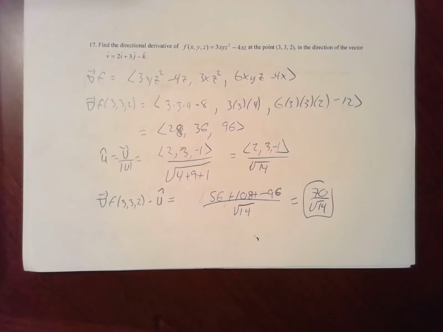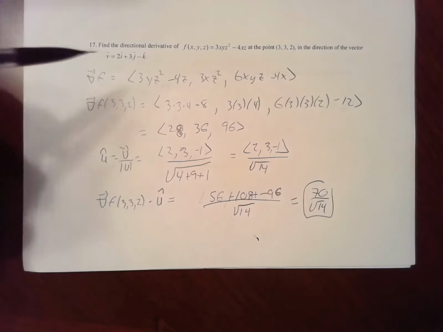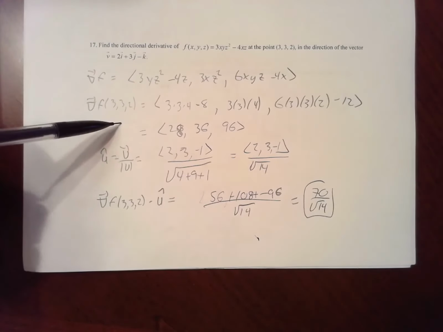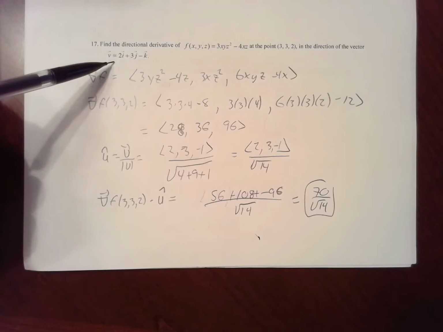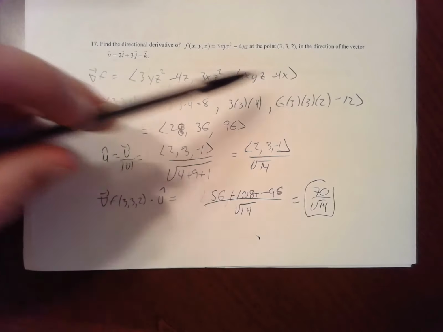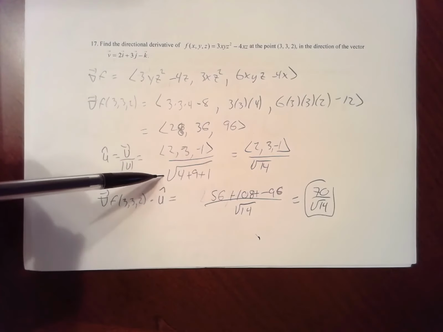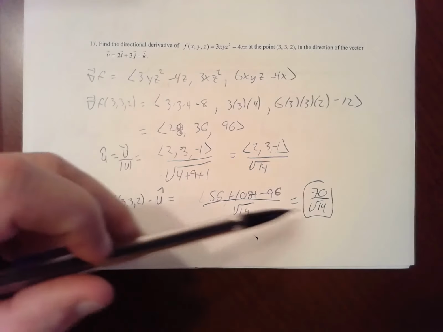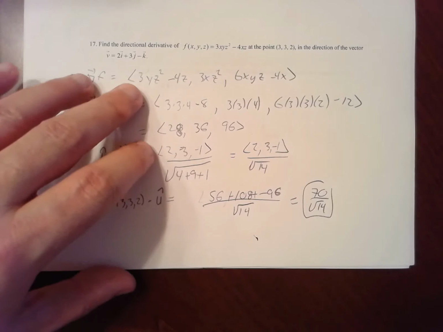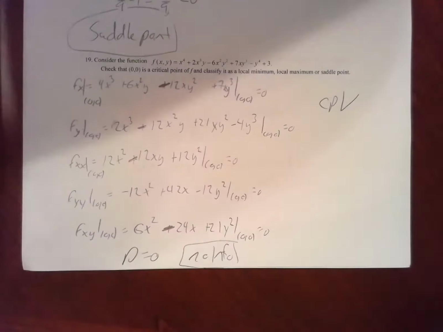Okay, we want the directional derivative. So we find the gradient, plug in our point, get a vector, take our vector, the direction vector, make him a unit vector, and dot those 2 together. And that's what I got.